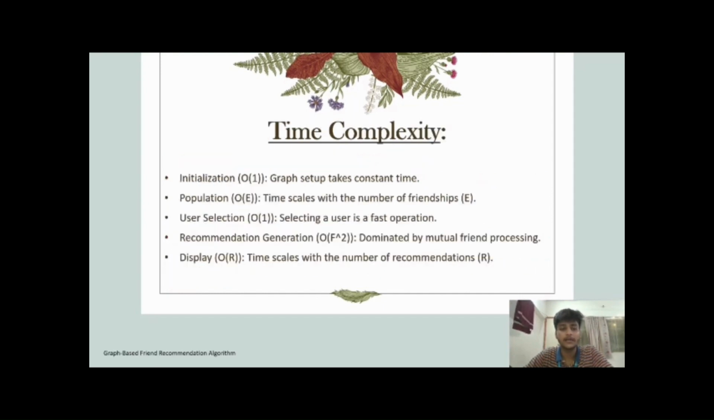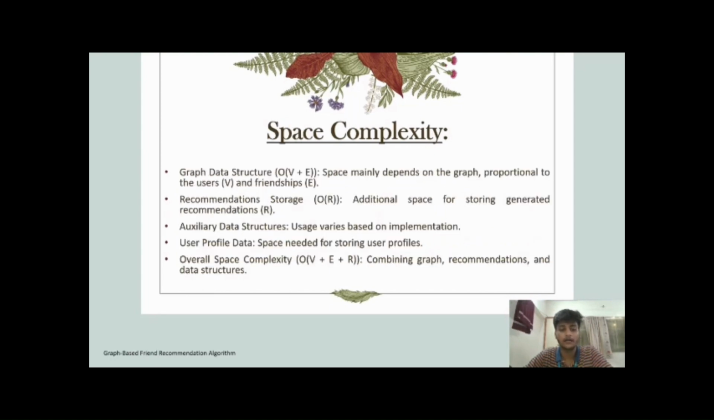Now coming to the time complexity, first in initialization, we take O of 1. For population, we get O of E. User selection, we take O of 1. Recommendation generation, we take O of F square. And for the last, the display, we use O of R.